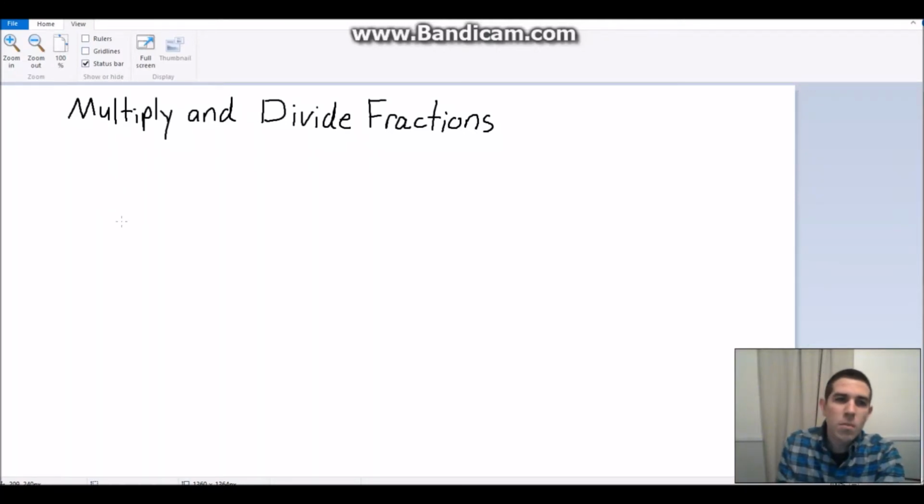Today we're going to work on multiplying and dividing fractions. Now, like I said in class, multiplying and dividing is way easier than adding and subtracting when it comes to negatives and fractions. So here we go.